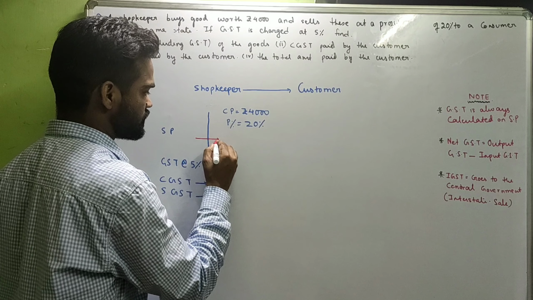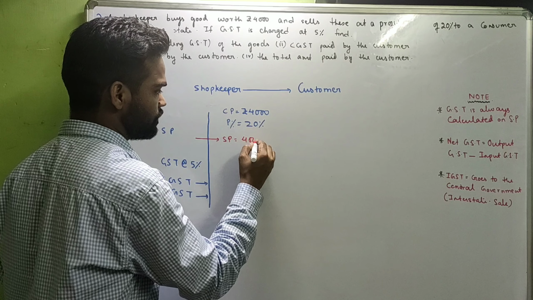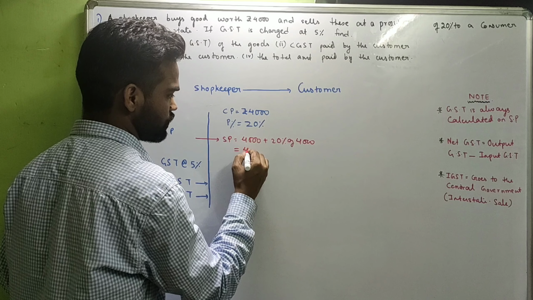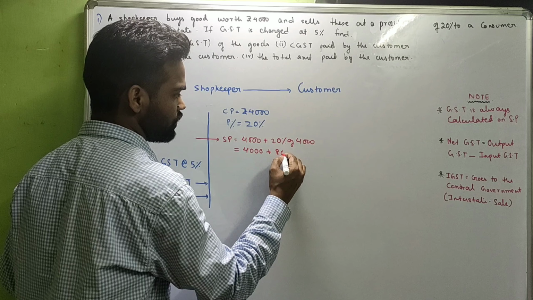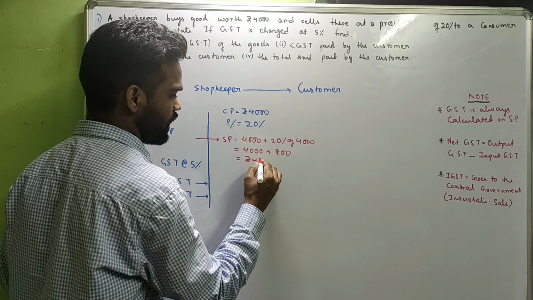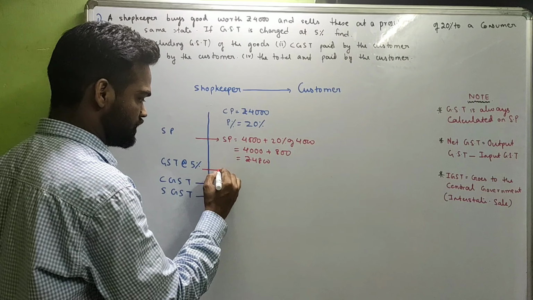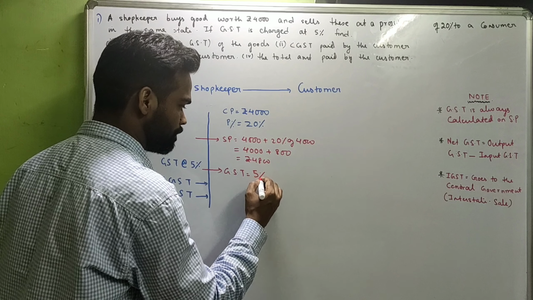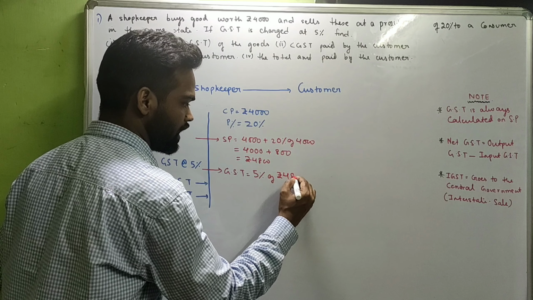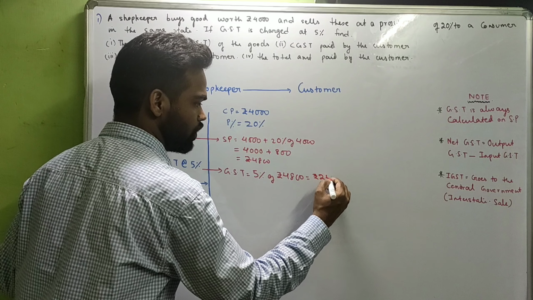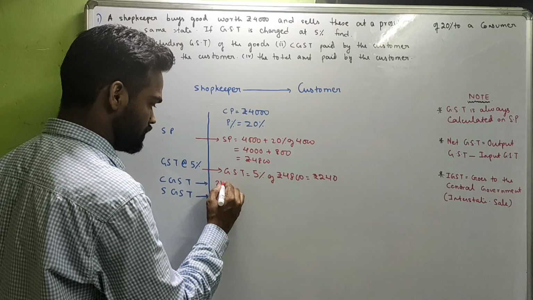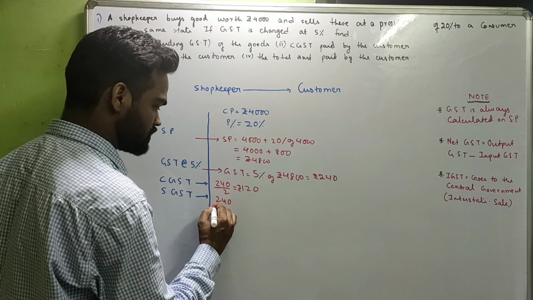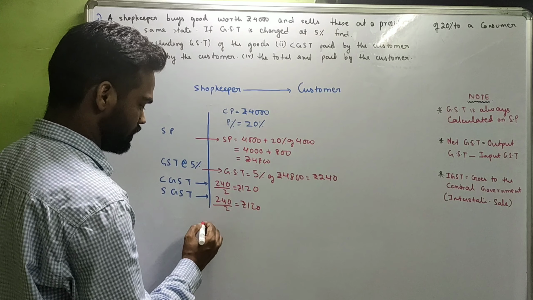First thing, calculate SP. SP will be CP plus profit, which is, if I'm not wrong, 4,000 plus 800 if you calculate. So that's rupees 4800. Now we'll calculate GST. Your GST is calculated on SP, which is 5% of rupees 4800, which is rupees 240. Now CGST will be half of this, which is rupees 120. SGST will be half of this, which will be rupees 120.